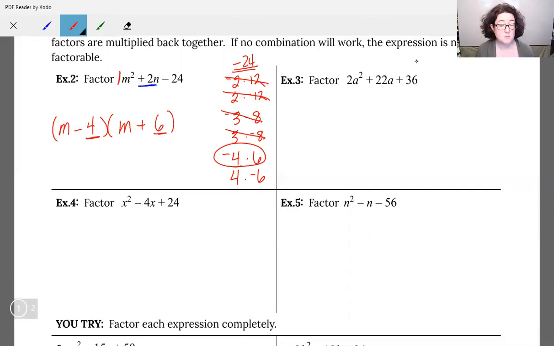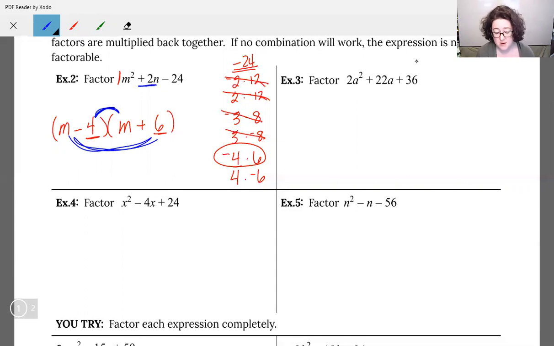If you don't believe me, you can multiply it all the way out, but the pieces that are going to be the most helpful to check are the inner products and your outer products. I already know that negative 4 times 6 gives me that negative 24 that I was looking for. That's where I got those numbers in the first place.